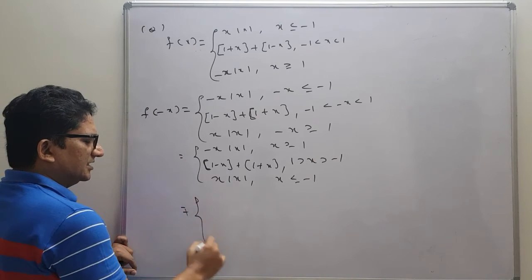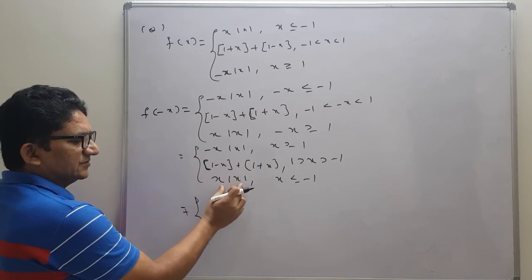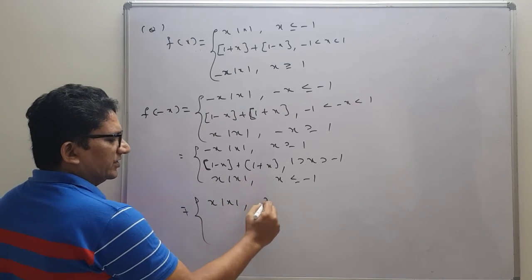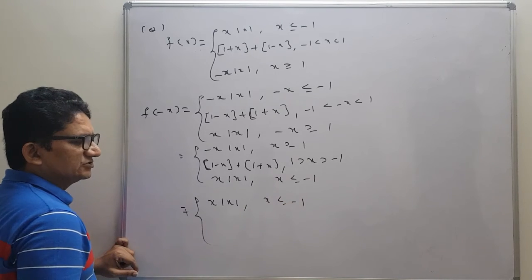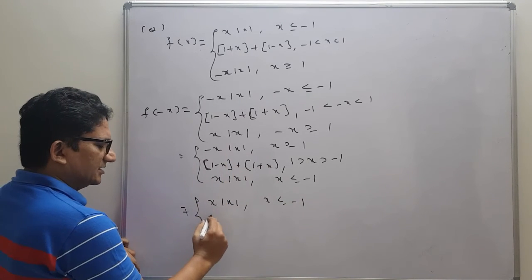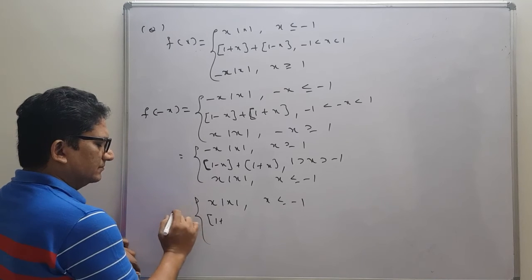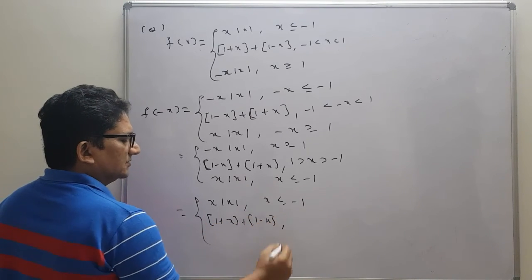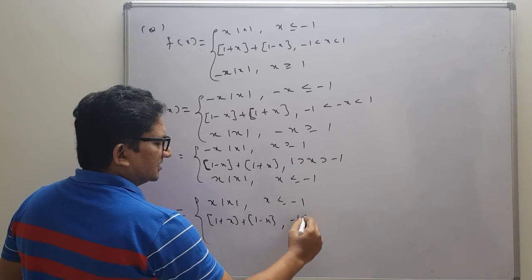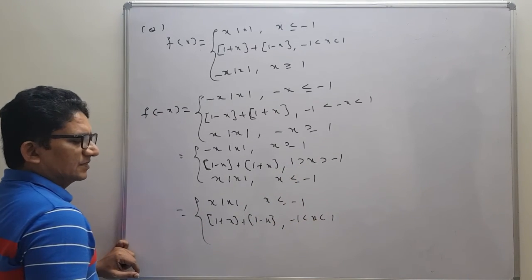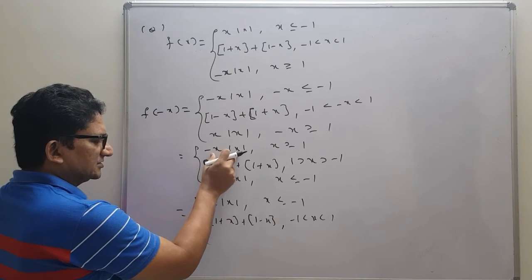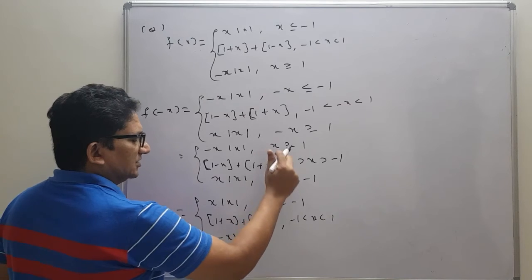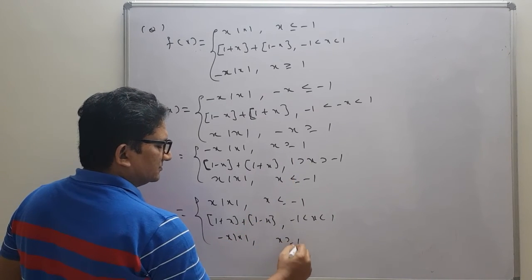This I want to write in this fashion. See, the third definition I will write first: x mod x, defined when x is less than or equal to minus 1. The second one we will write in the reverse manner: the greatest integer of 1 plus x plus the greatest integer of 1 minus x. This inequality we can write like this also; it gives the same meaning. Next, the first one we will write last, that is minus x mod x when x is greater than or equal to 1.